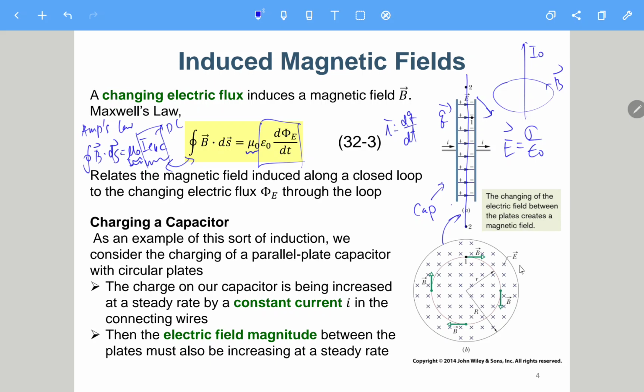Here we assume that the E field in this figure is pointing into the page, but here the E field is pointing to the right side. If it is increasing, and we also assume it to be uniform, then phi E equals the integration of E dot dA, over a surface. A doesn't change, E is uniform and increasing, so it is just like E times A, and this thing is increasing, so phi E is also increasing, right? So here we can see phi E is actually increasing.